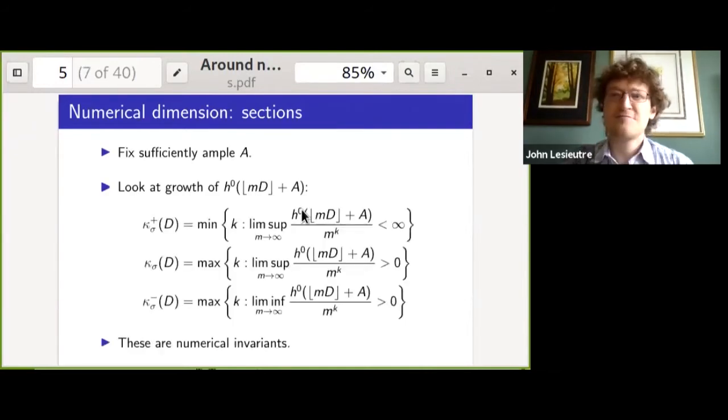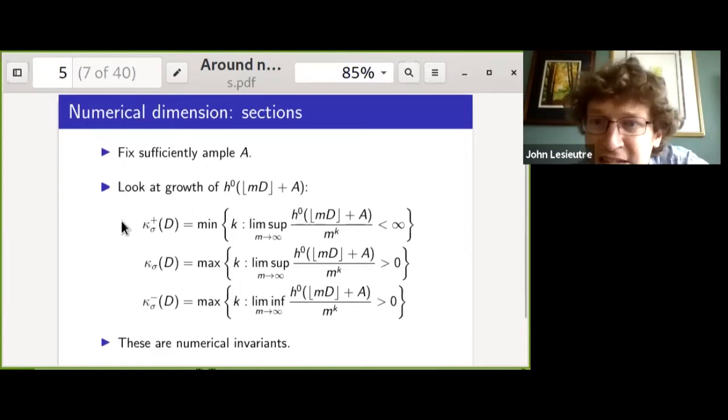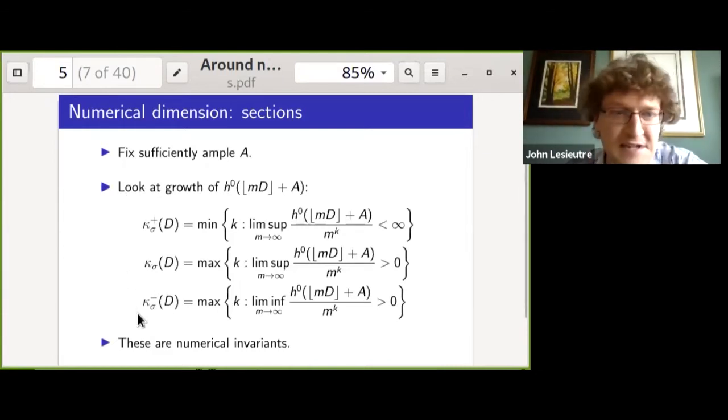So here's 3 ways you could get a numerical invariant out of this sequence. They're called kappa sigma, plus, kappa sigma, minus. Well, let me give you a minute to read those.